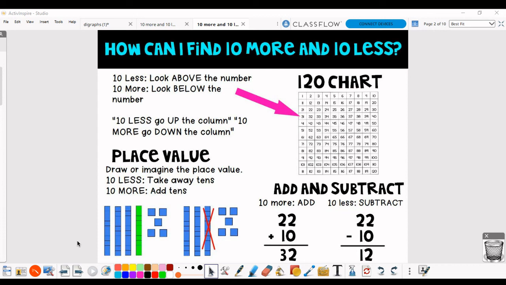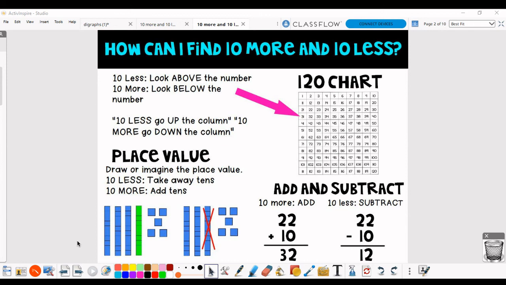To find 10 more and 10 less on a 120 chart, you're going to look on your columns. To help me remember what a column is, I have a saying: columns go up and down, rows go left to right. So I know that I need to look up and down to find the numbers on my column. To find 10 less, we go up. To find 10 more, we go down.